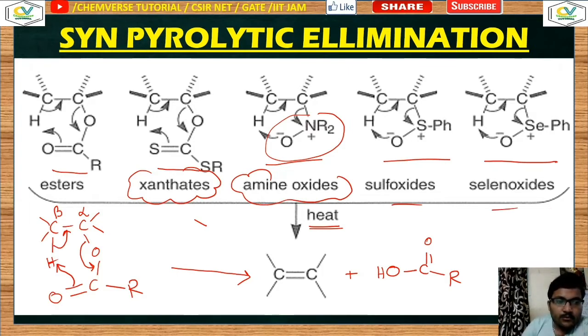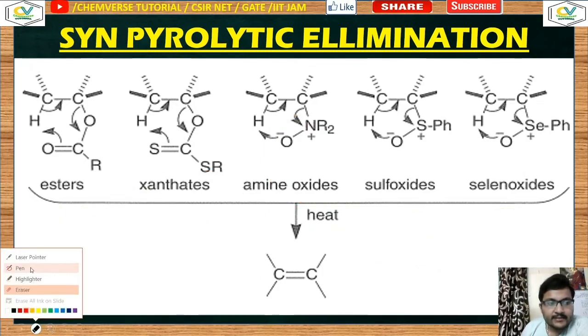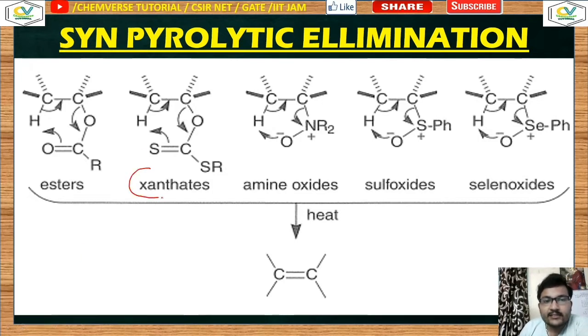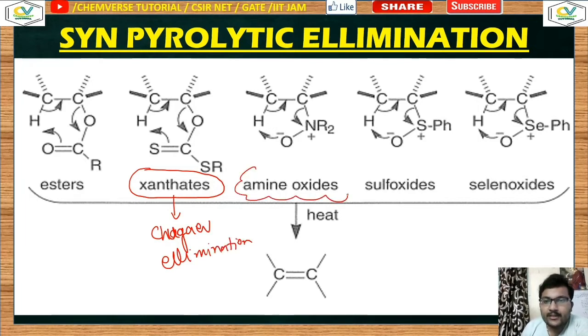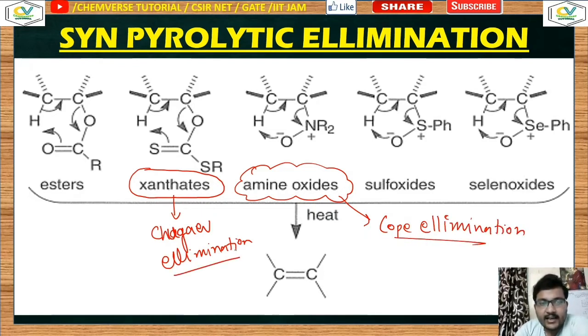Now, one very important thing is that when this kind of syn pyrolytic elimination occurs in xanthate, it is called Chugaev elimination. And for the amine oxide case, the similar kind of mechanism, this is called Cope elimination. We will discuss these two reactions in detail in this lecture.